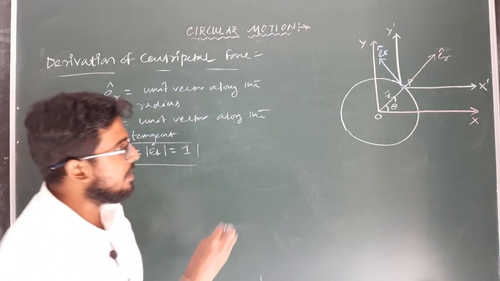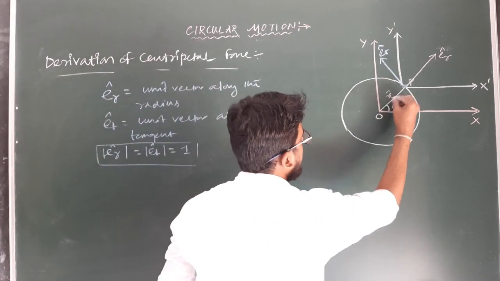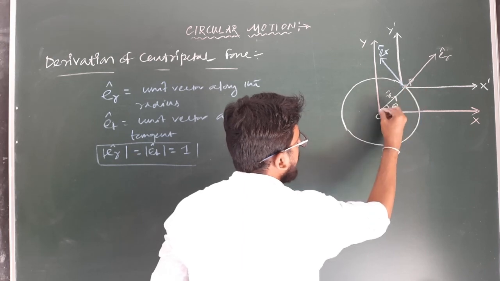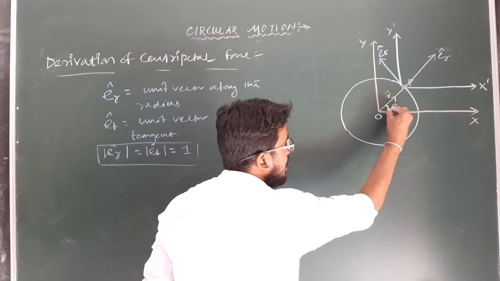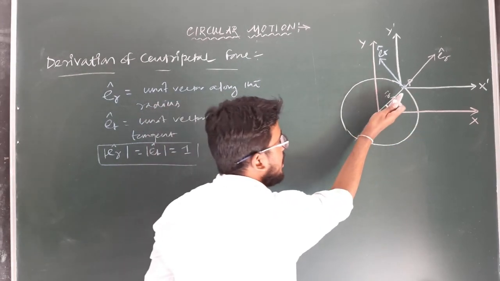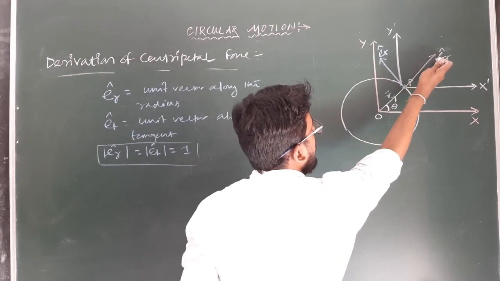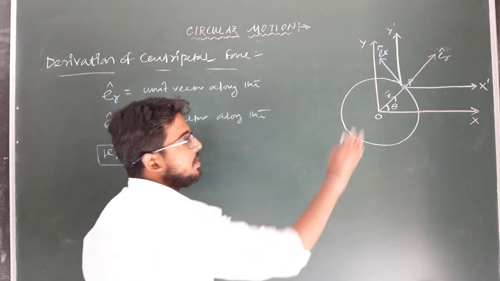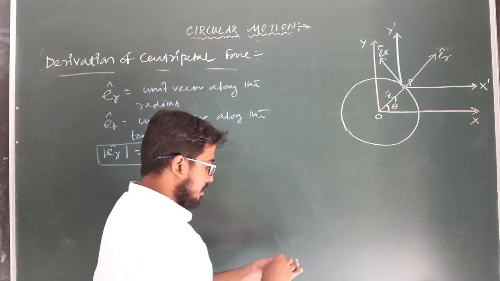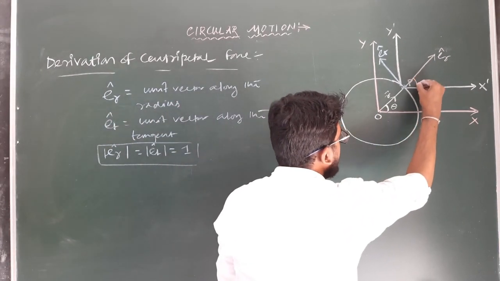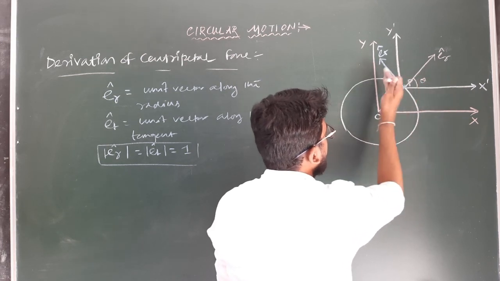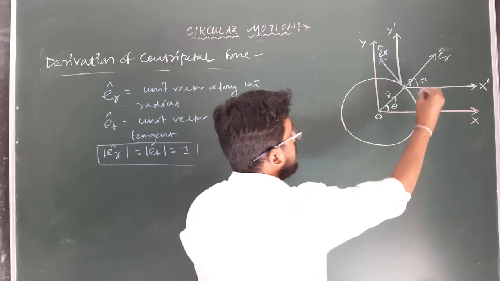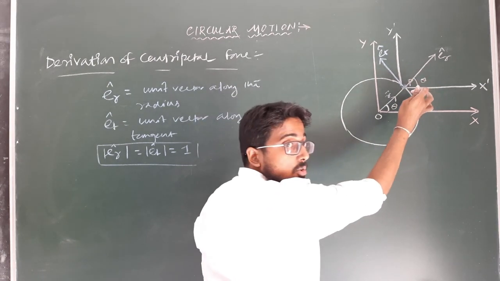So let at any instant of time the radial vector be at point P, or the particle be at location OP, by covering an angular displacement of theta, so the radial vector r vector is along ER cap which is a unit vector. So if this angle is theta, this angle is also theta, because the x axis is parallelly shifted to here and the y axis is parallelly shifted to here. So if this angle is theta, this angle is also equal to theta.